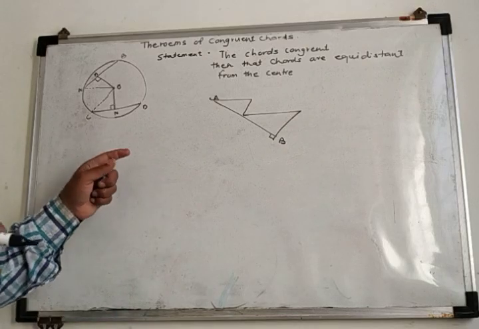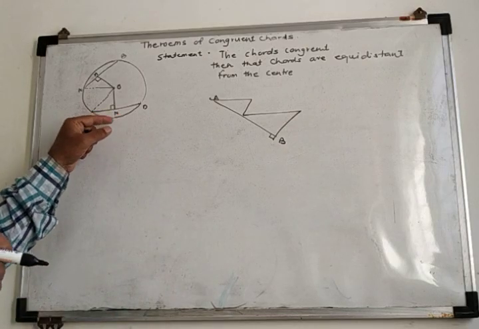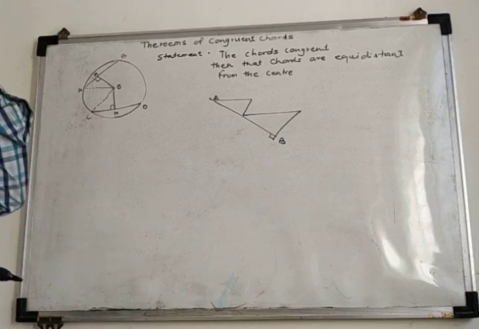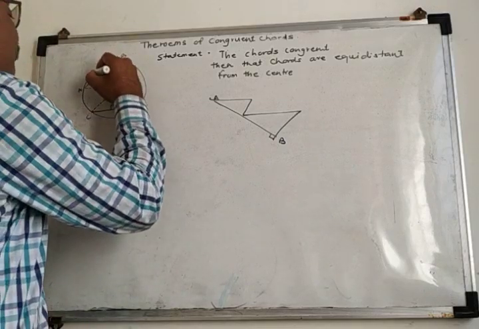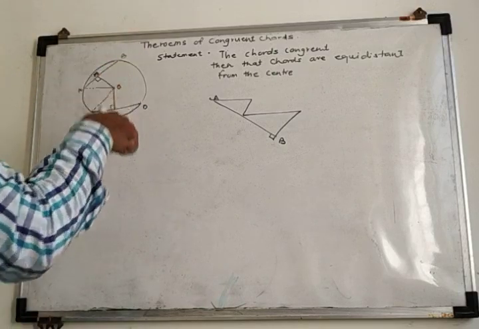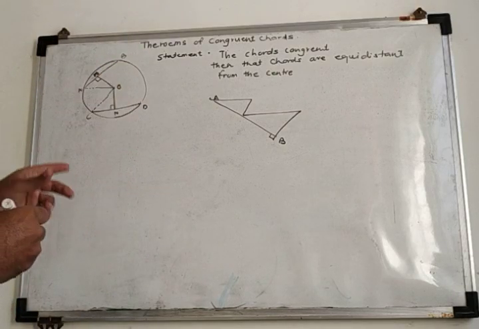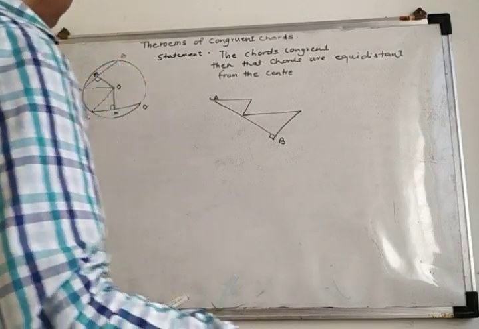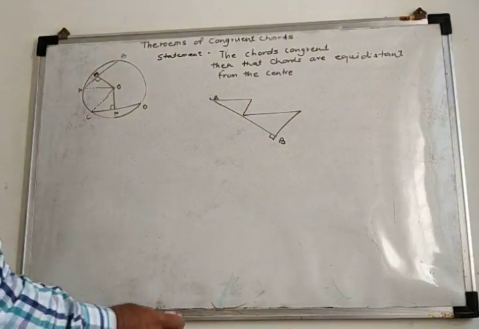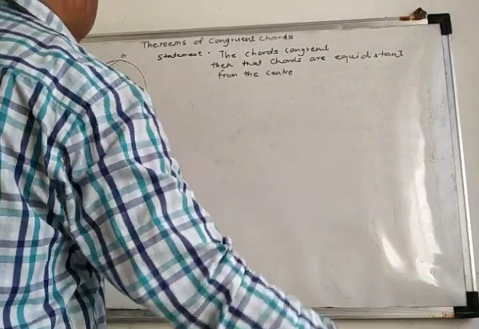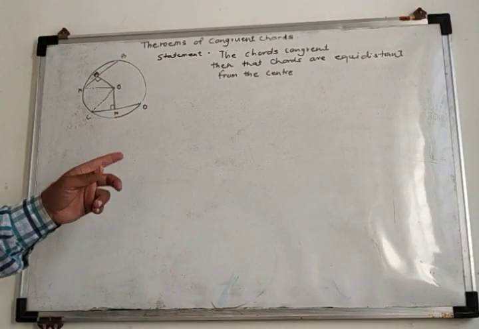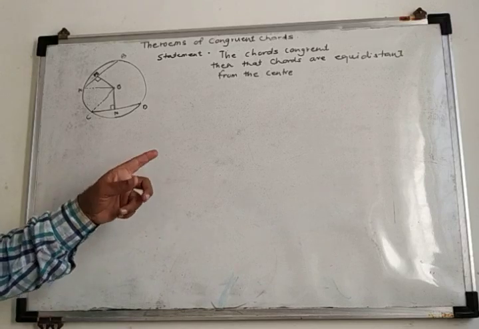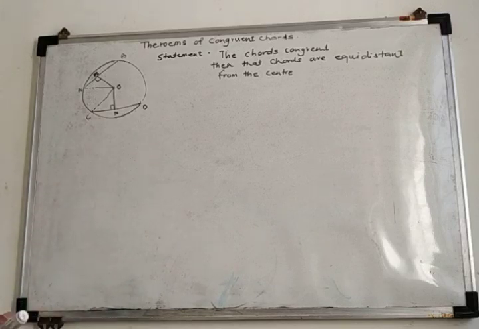In short, if we want to measure the distance of these chords from the center, we have to draw a perpendicular. In this diagram, OM is the perpendicular on AB, and ON is perpendicular on CD. This is the statement of the theorem. This theorem can be asked for 3 or 4 marks in your examination, so it is very simple but very important.